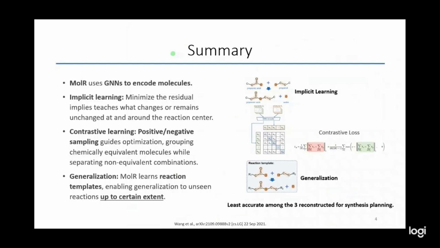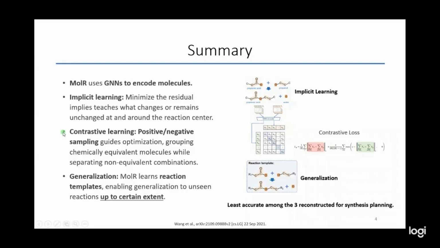In summary, as shown, the proposed MolR chemical reaction-aware molecule representation uses a graph neural network as molecule encoder. By training the graph neural network encoder to minimize the residual of the sum of the reactant embeddings and the sum of product embeddings, which is close to zero for a specific reaction, the model implicitly learns exactly what changes or what does not change at and around the reaction center, which is referred to as implicit learning.